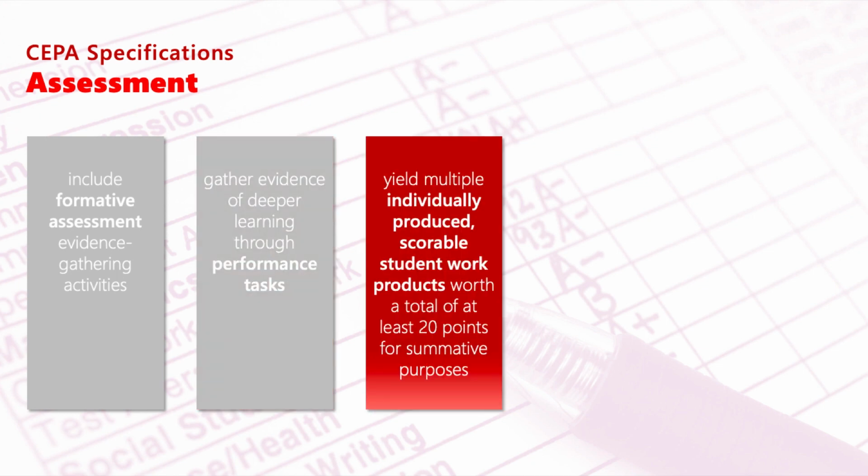Student work scored for summative purposes should be the work of students individually, not group work. Multiple pieces of summative work gathered during a CEPA should, in aggregate, be worth many points, 20 to 30 perhaps. The point range should reflect the amount of evidence of learning obtained.